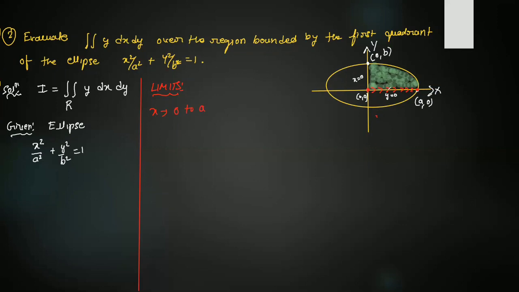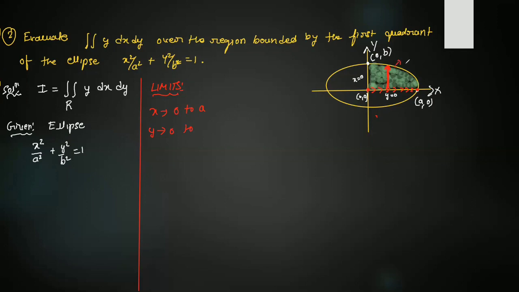Now draw the vertical strip in the bounded region. This is the vertical strip. Now the vertical strip is about y, and the lower boundary is this straight line and the upper boundary is this curve. So what is the equation of the lower boundary? y is equal to 0.